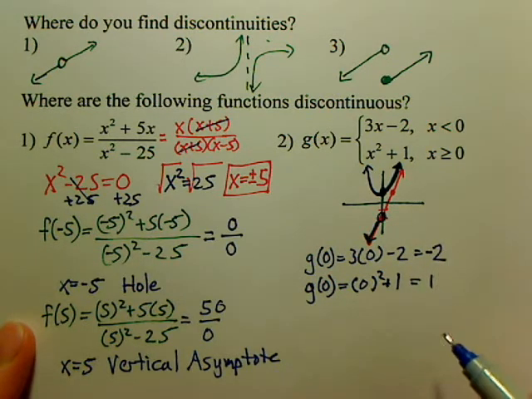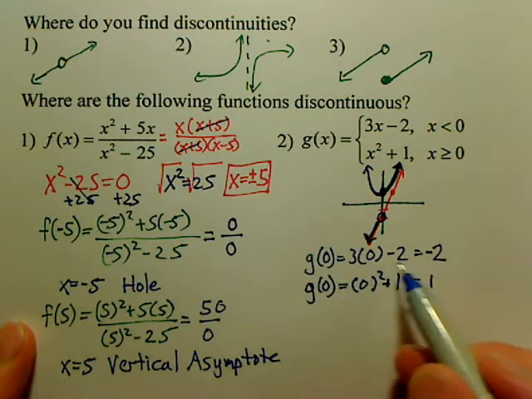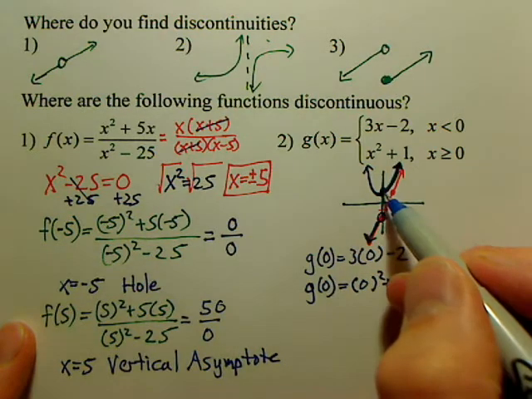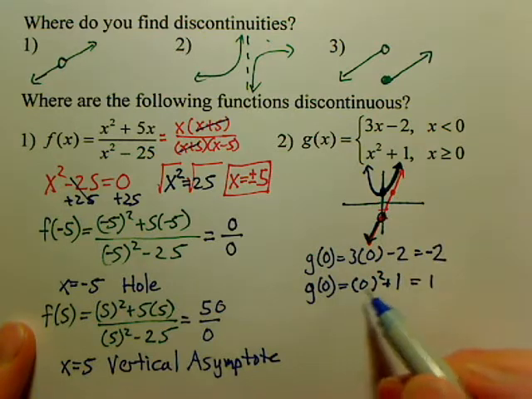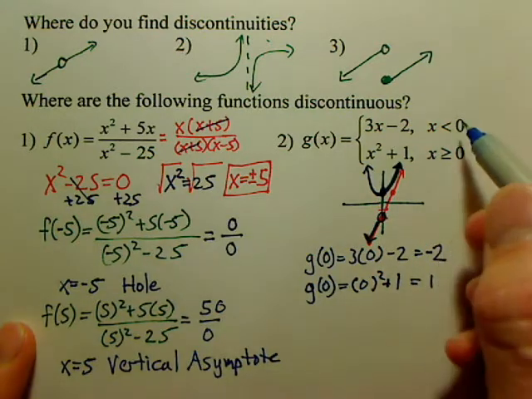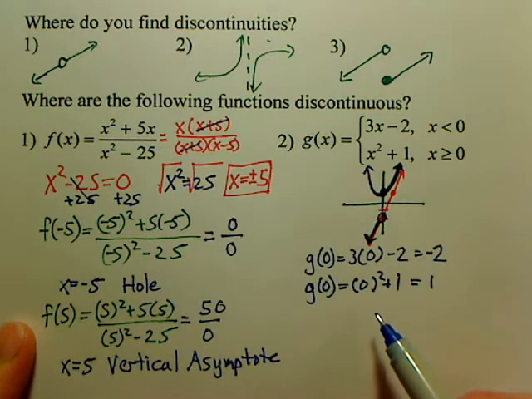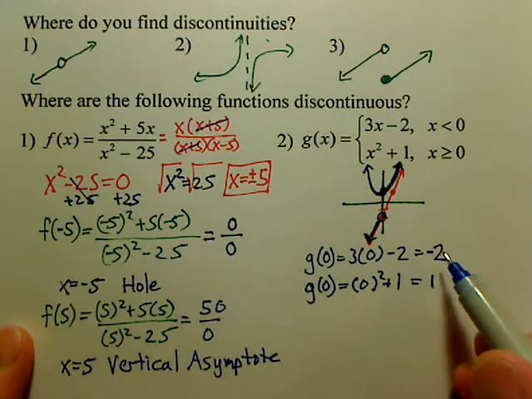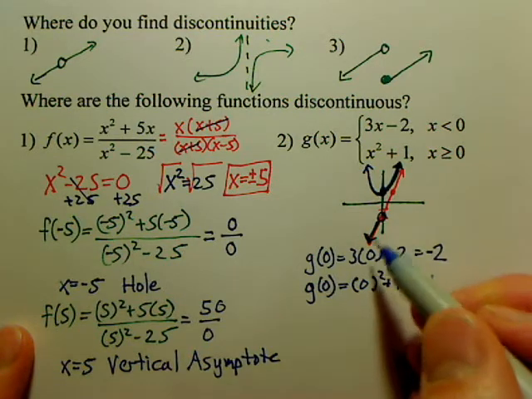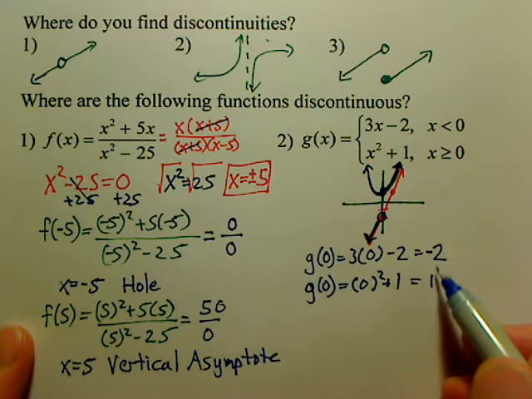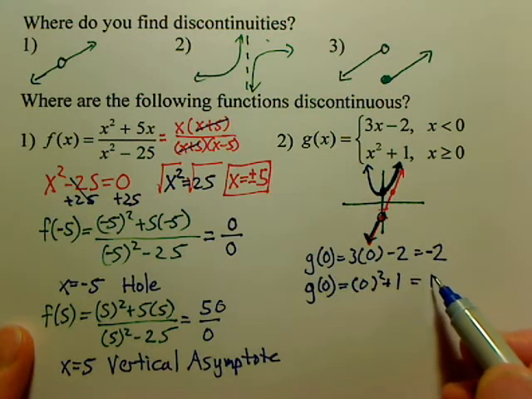What do you notice about these answers? They're different. Negative 2 is right there, positive 1 is right there. Do you see how without graphing, we can tell that at 0, these two graphs are not going to meet? Now, if these two values ended up being 1 and 1, these two graphs would have met, and it wouldn't be discontinuous at this point. But since they're different, it is discontinuous.